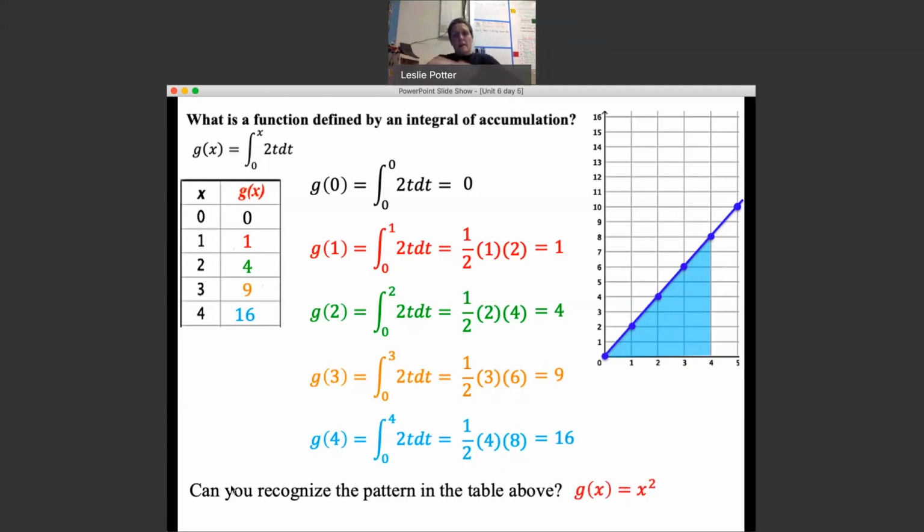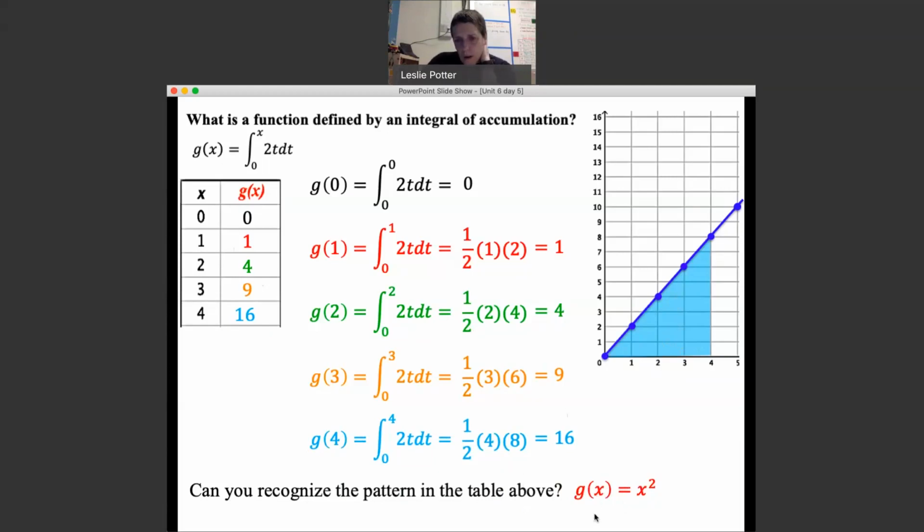Just to go back to that whole idea of accumulation, we know that this is a rate of change, and when we accumulate under the rate of change, we recover that information about the original function. So the original function must be x squared. So we're going to use that as a baseline and make some general conclusions from this pattern that we see.